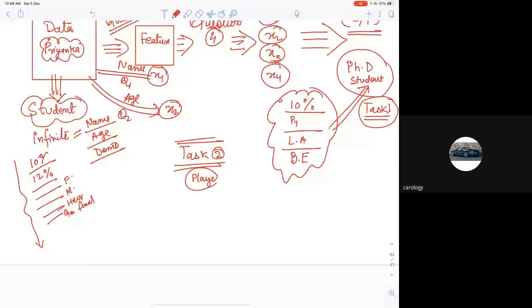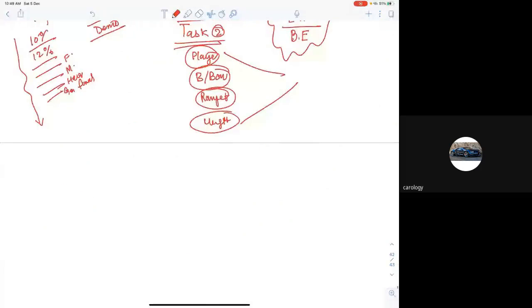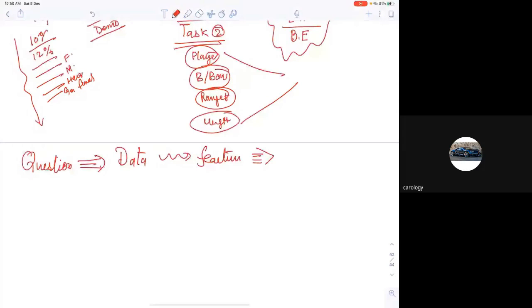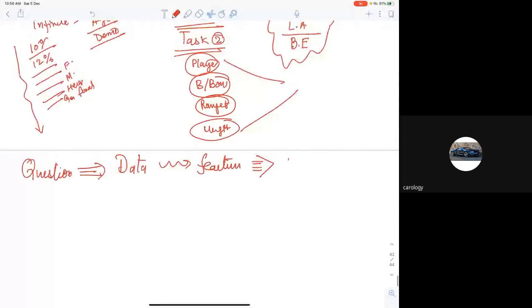Now these features, or the questions that we are interested in, are going to convert your data into some feature, and this feature is going to be used for some sort of classification, yes or no, whether you are going to be selected or not. So depending upon your task, or the classification that you wanted to do, we need to figure out what type of questions we need to ask.